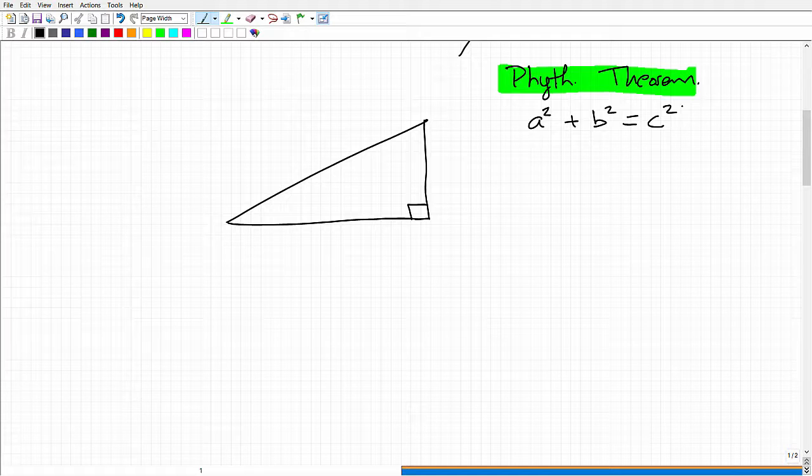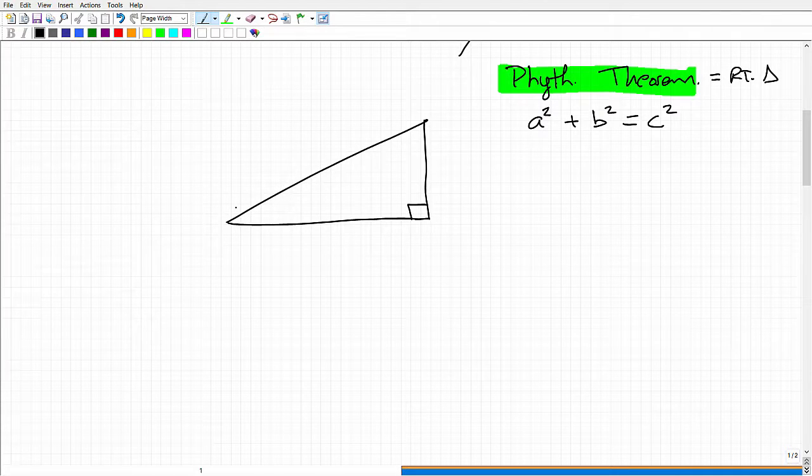So what are a, b, and c? Well, these are the lengths of the sides of a right triangle. The Pythagorean theorem only applies to right triangles. I'm not going to explain what that is because I just got done explaining it. What you need to know is that a, b, and c are the lengths of the sides of this right triangle.